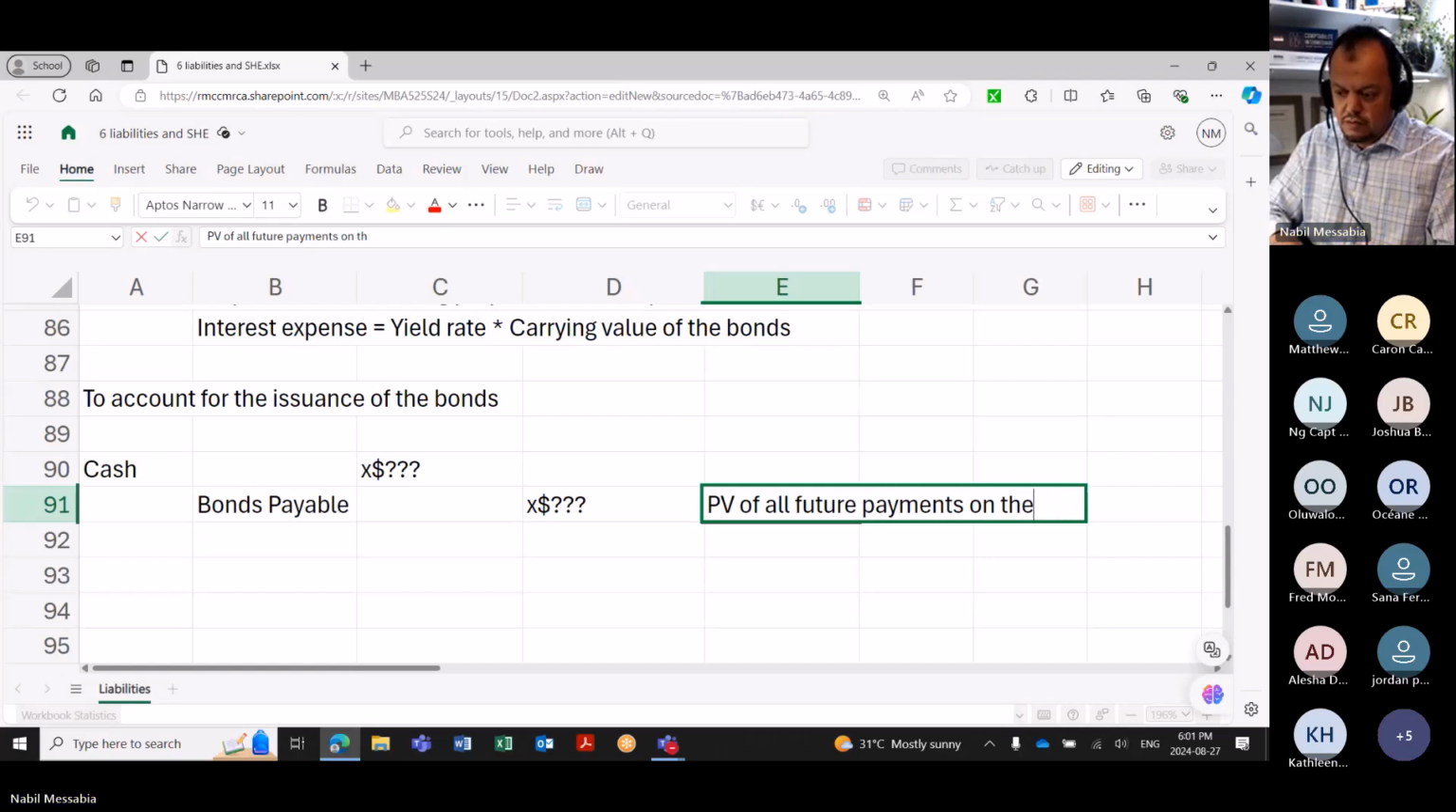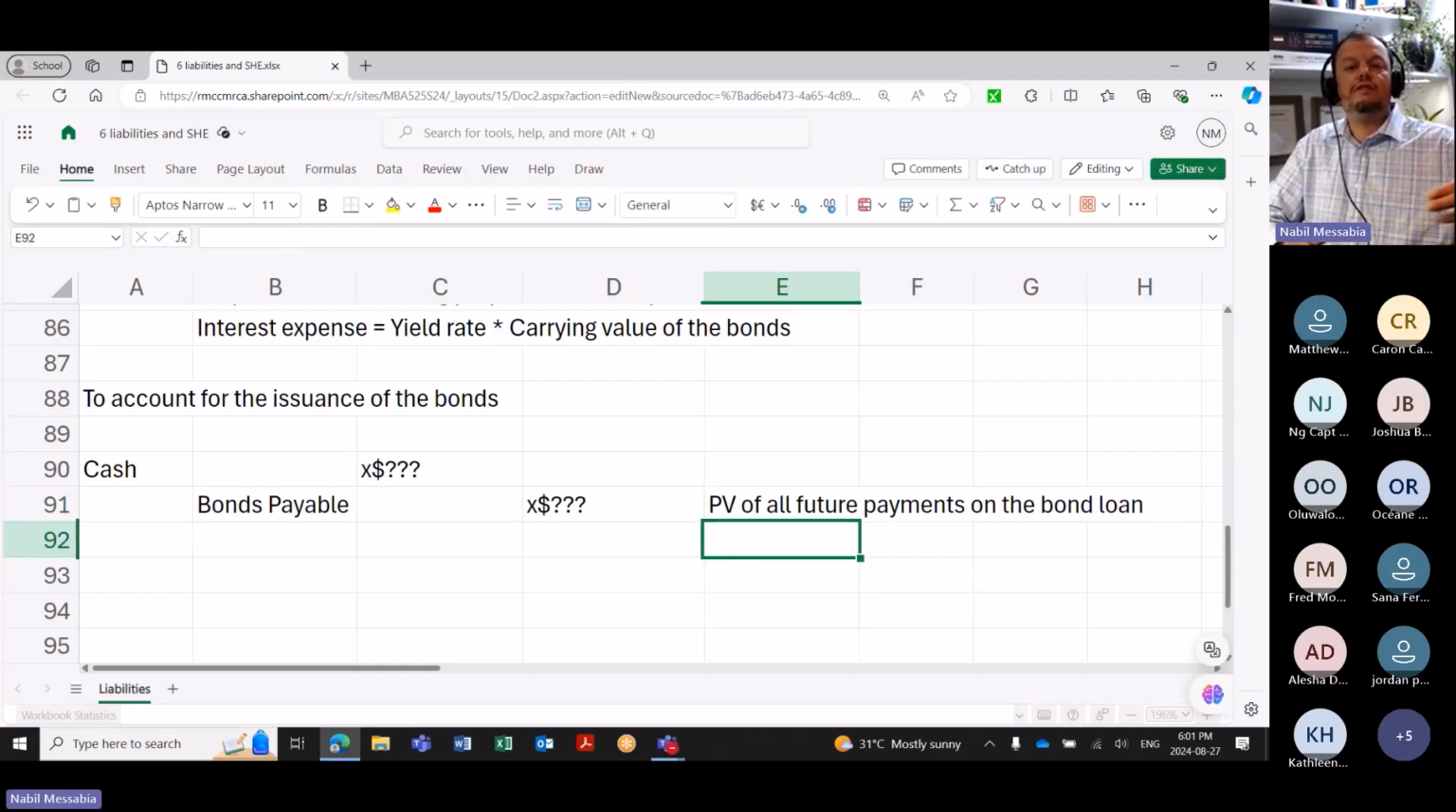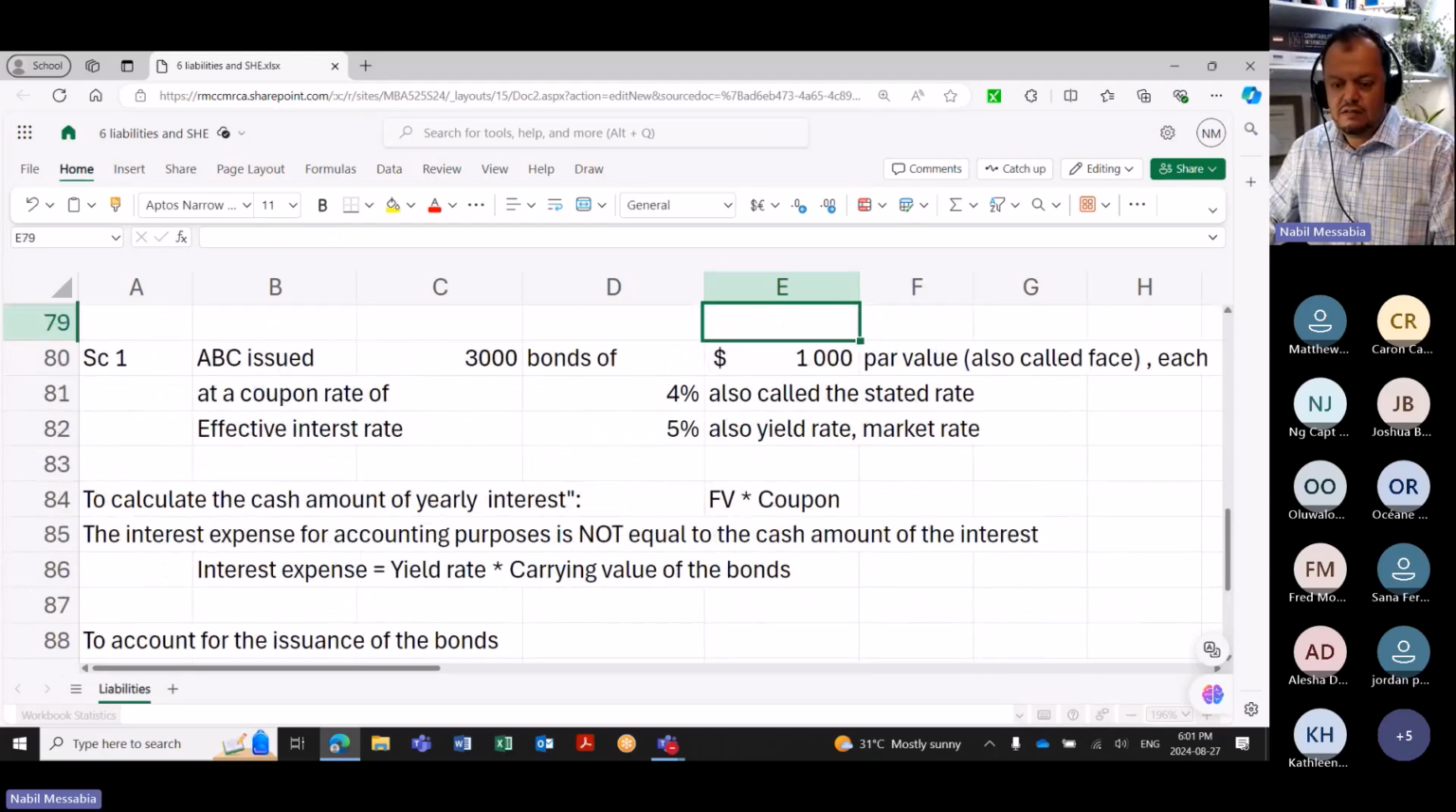And when we say all the future payments, what does it include? All the interest plus the final amount. So we are going to pay on a yearly basis an amount of interest, and also a single sum after n. We did not indicate the n here. Let's complete the data.